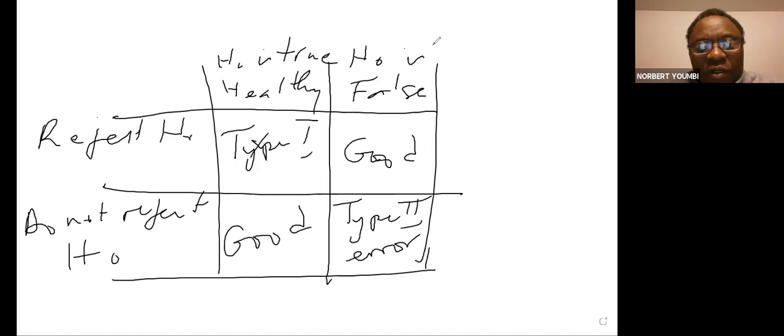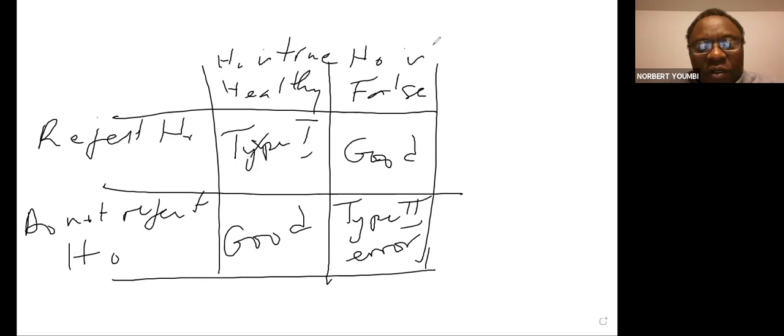If we give treatment to a patient who is healthy, that is a type 1 error. If we do not give treatment to a patient who is healthy, that is good. But if a patient is not healthy and we give him treatment, that is a good decision. If a person is not healthy and we do not give him treatment, that is a type 2 error.